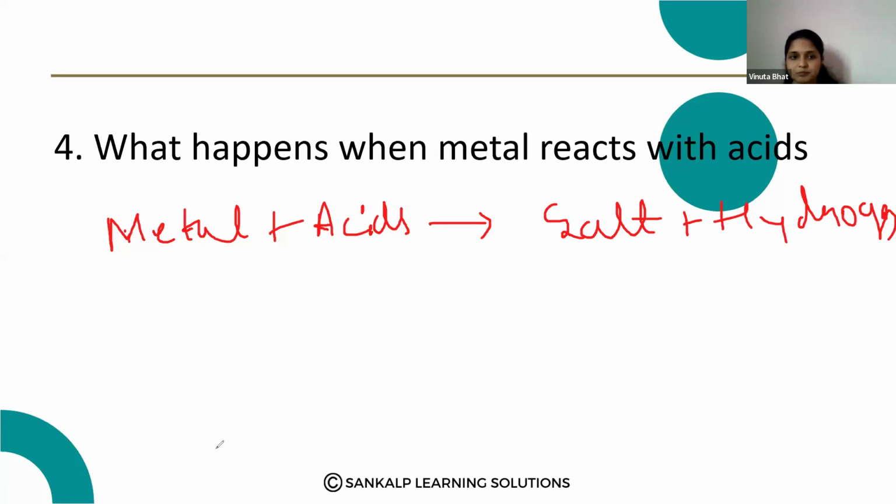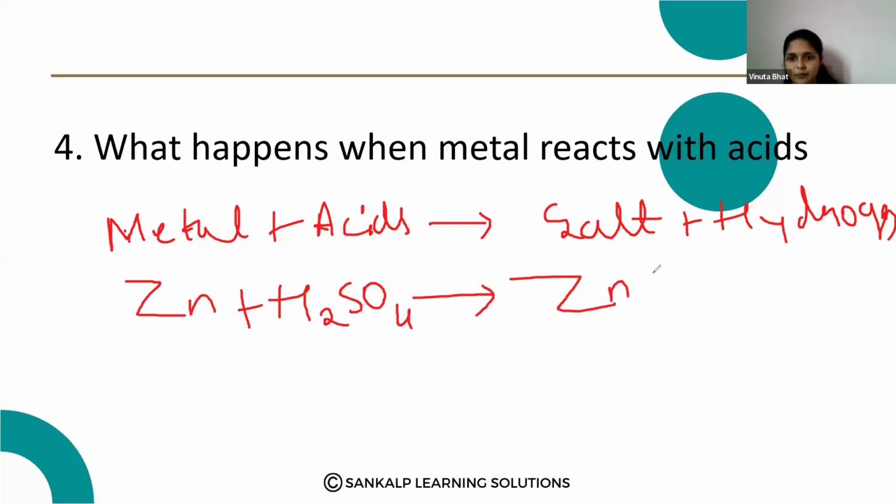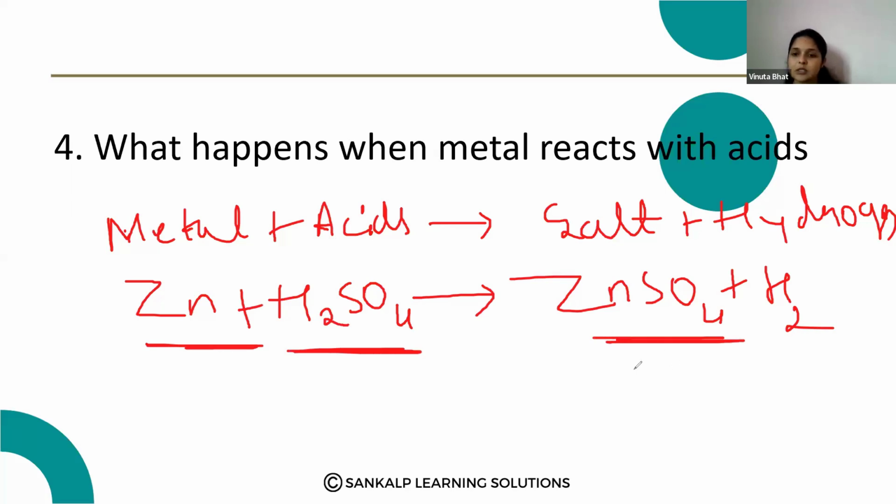For example, zinc metal reacts with H2SO4, sulfuric acid, which forms zinc sulfate, and hydrogen gas is released. So when zinc is the metal and sulfuric acid is the strong acid, it forms the salt, zinc sulfate, and hydrogen gas is released. So that is the reaction.